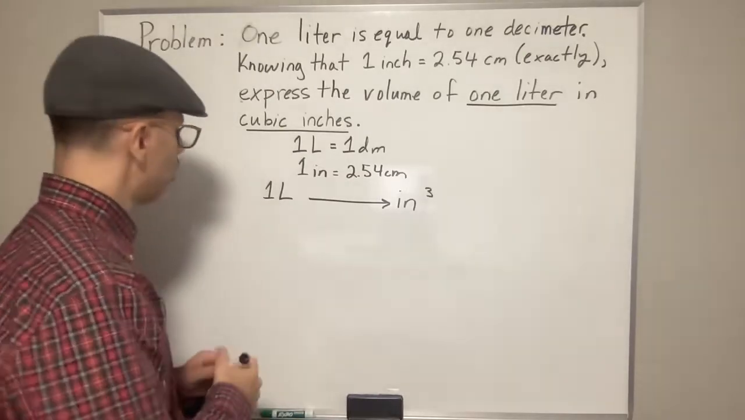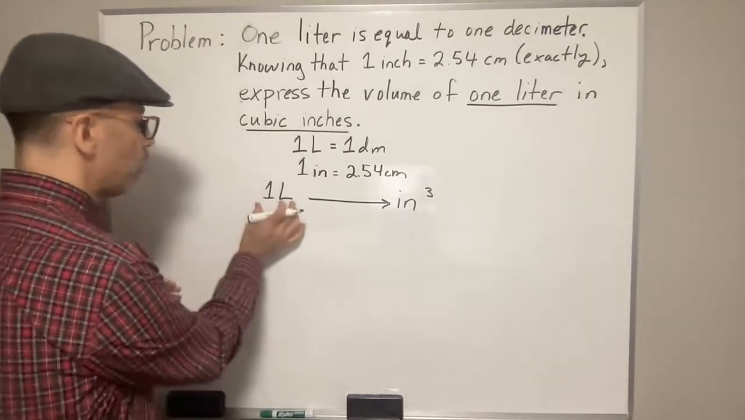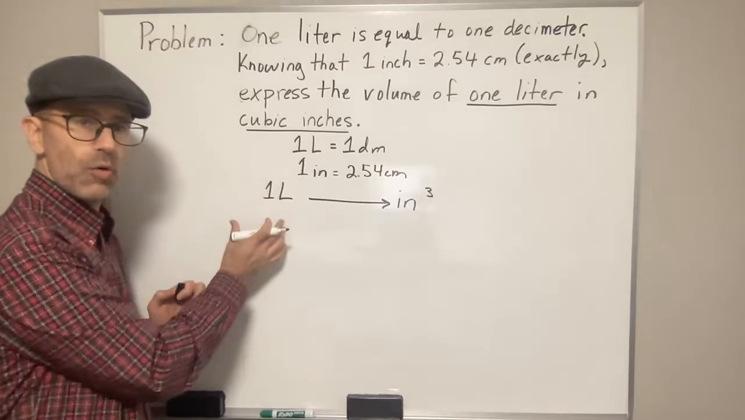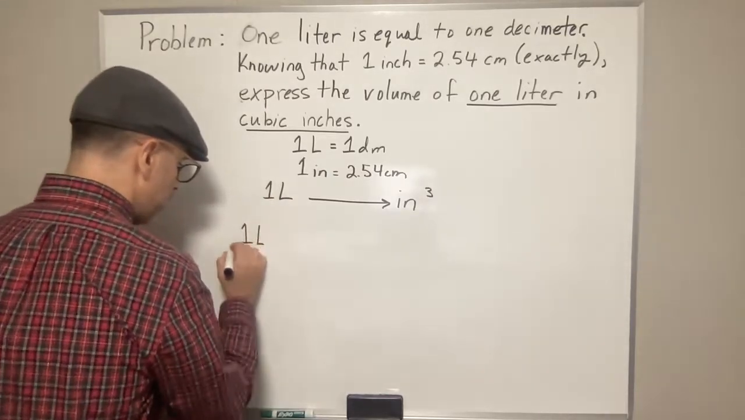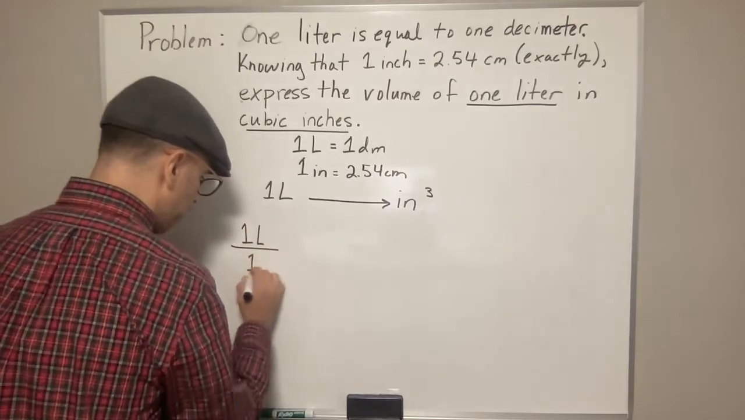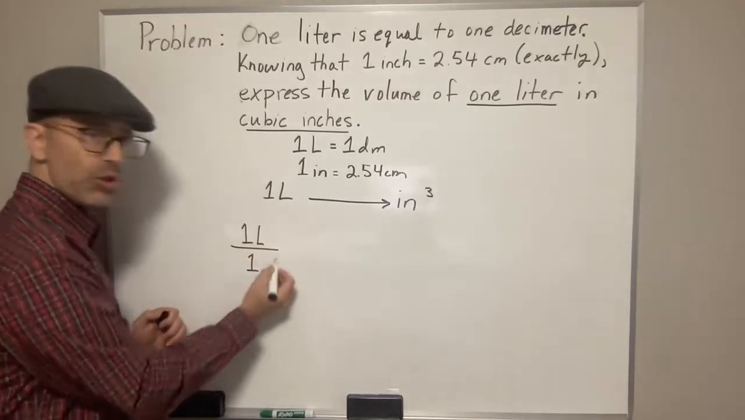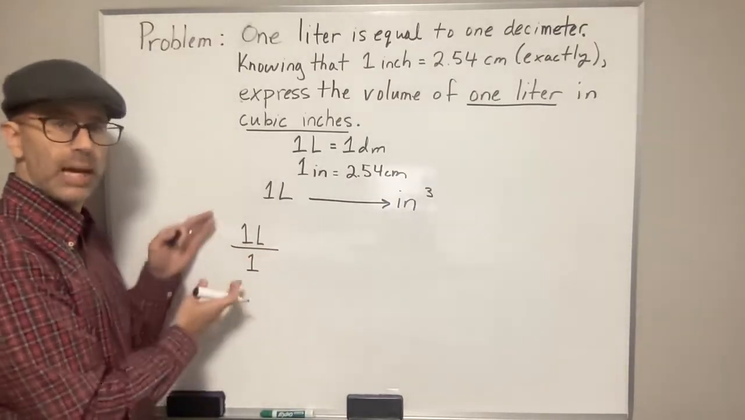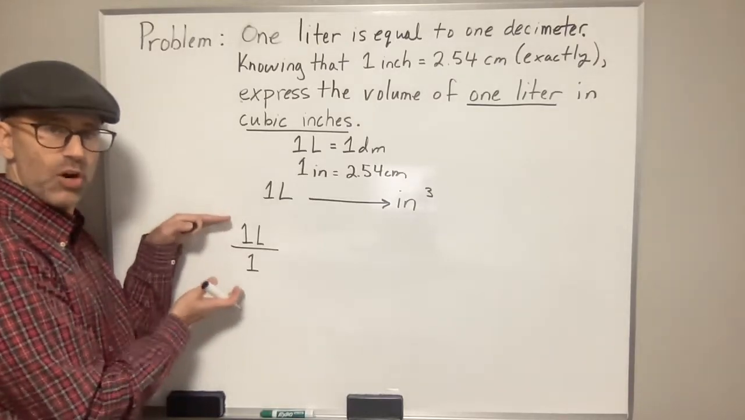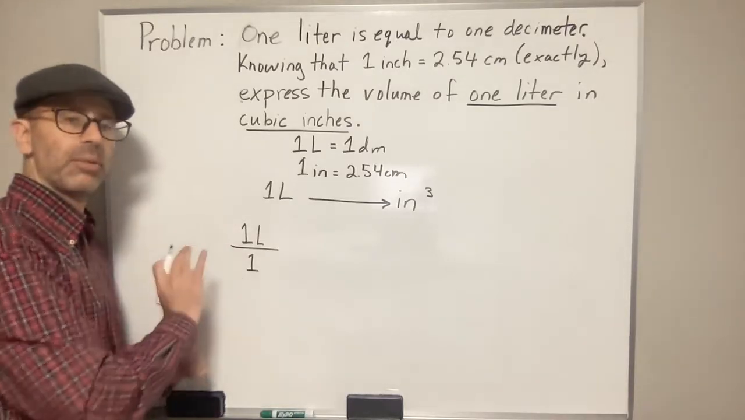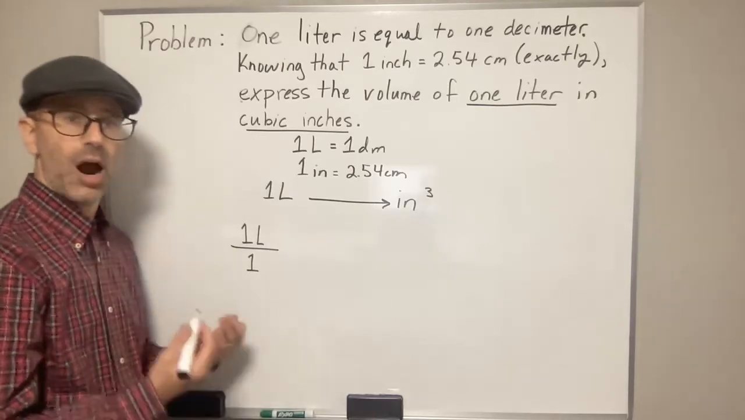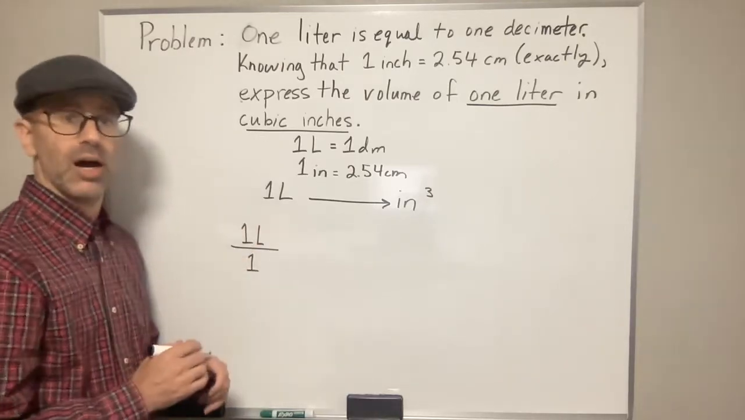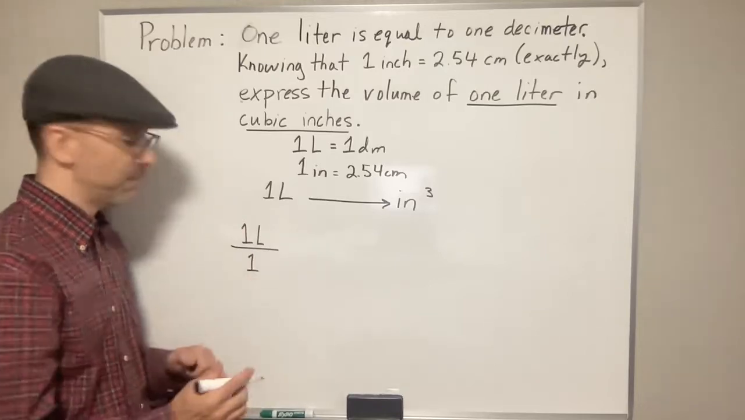Okay, so I take what they give me and I always put it over 1. So I have 1 liter and I put it over 1. Now notice there is no unit here. It's just over 1. I'm creating a ratio or a fraction because I'm going to be multiplying by conversion factors, and conversion factors are fractions or ratios of one unit to another.